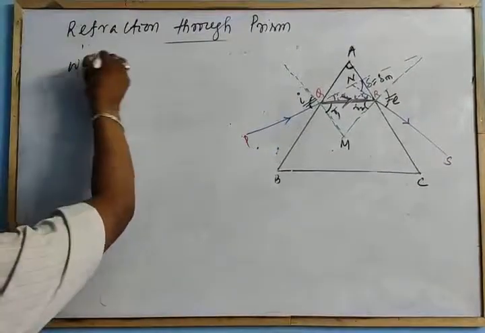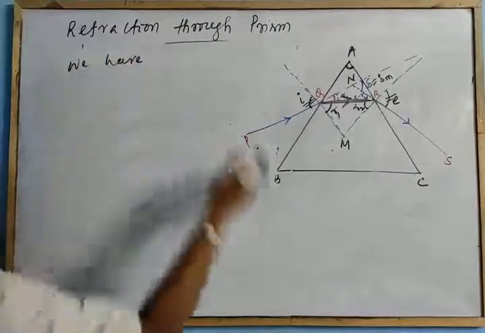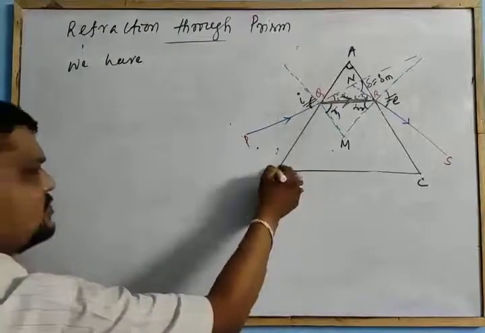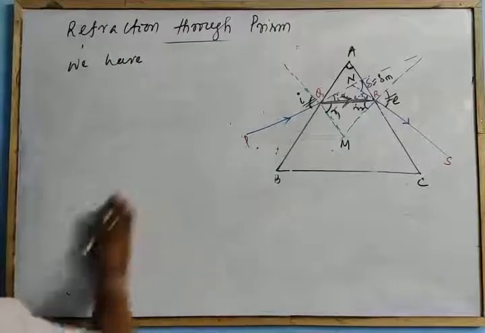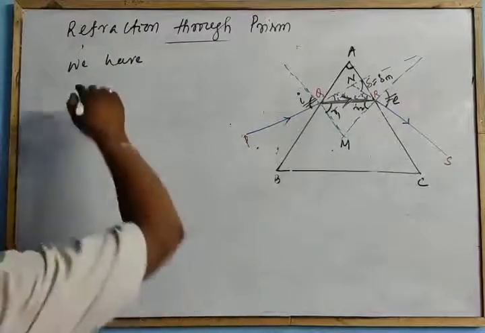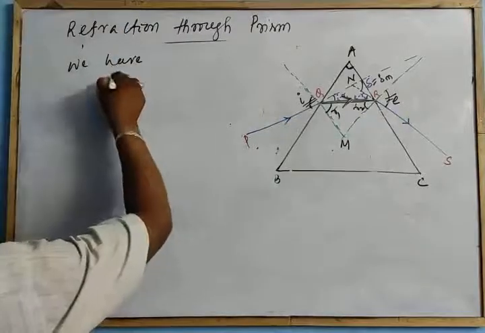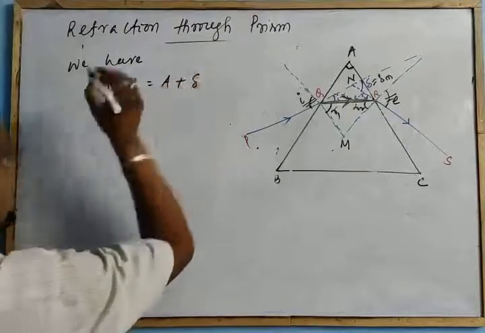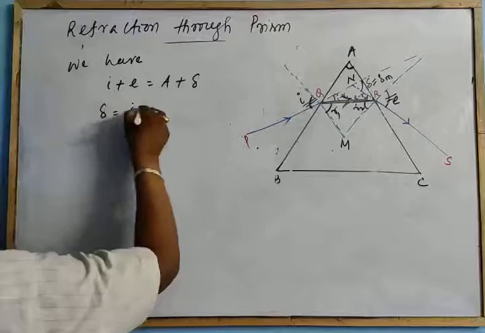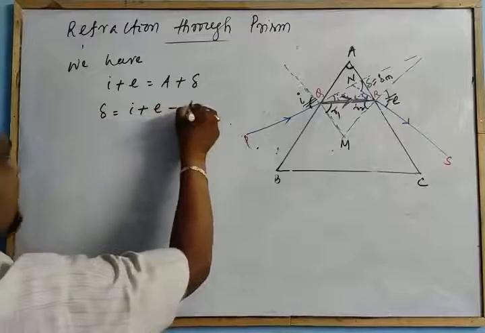This is for your understanding. If it is a long question, then you need not write this mathematics. You can only show it by a graph. But for the mathematics, we have I plus E is equal to A plus delta, or I can write delta is equal to I plus E minus A.